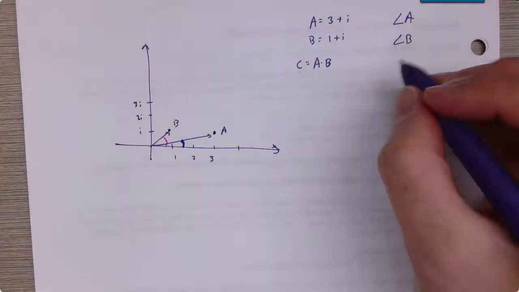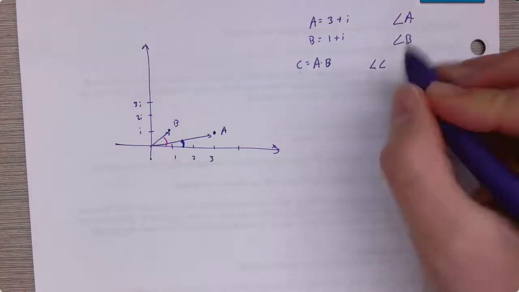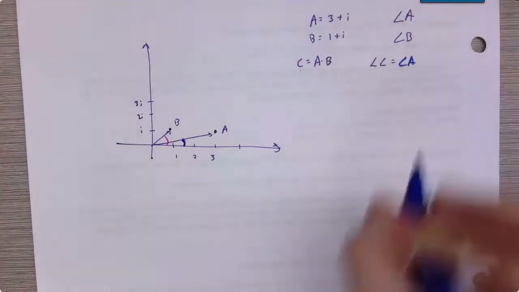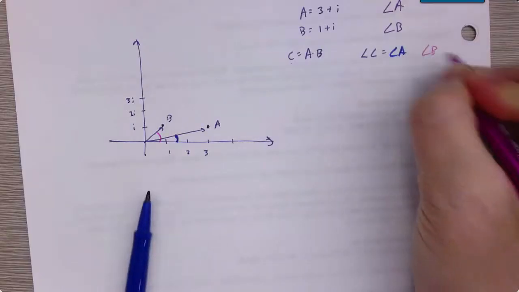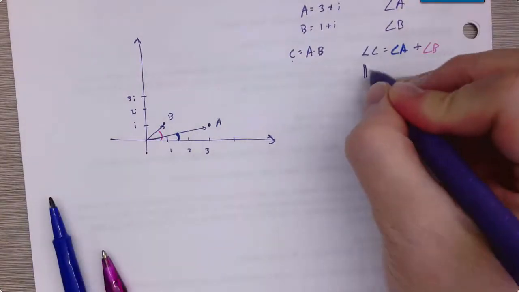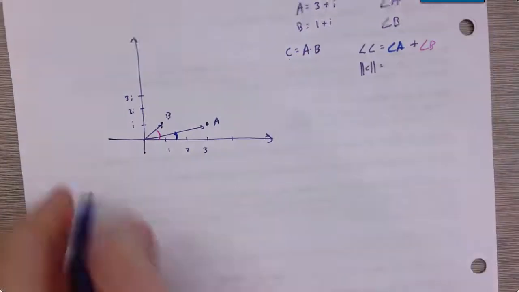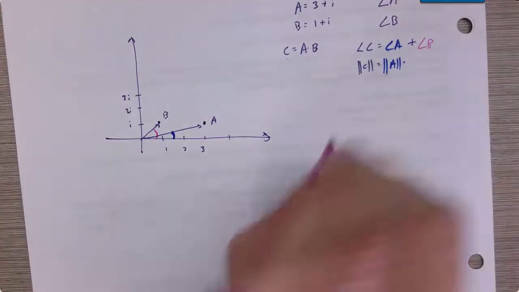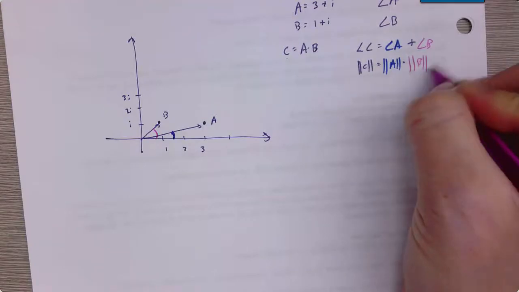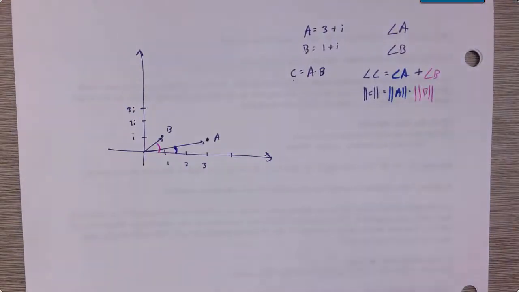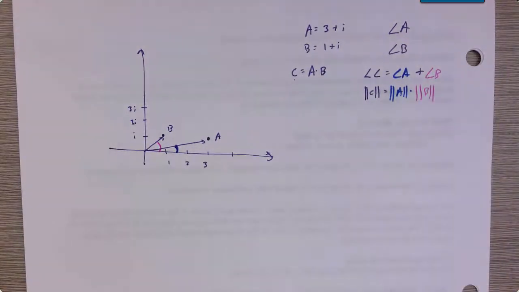So the rule that I told you was the angle that you have to travel in to get to point C is angle A plus angle B. And the distance that you have to go to get to C equals the distance you go to get to A times the distance you go to get to B. I'm not proving this for you, but you could prove it. And for now, I want to use this important idea.